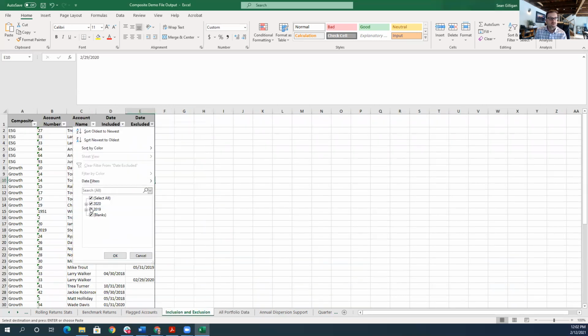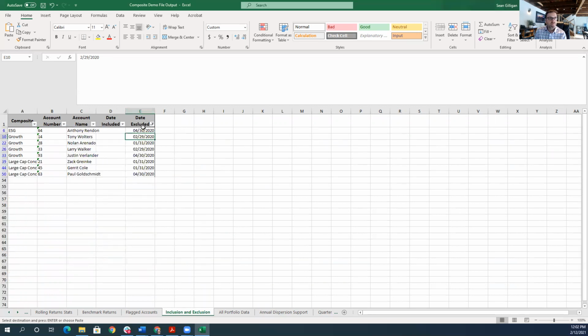If you have a relatively small number of accounts, you may want to just look at, say, every excluded account for the year and just see if you're able to eyeball this and say, yeah, that looks like all the accounts I expect to see leaving the composite because of restrictions added or because of terminations. You can do the same for included, just to do a sanity check and make sure that it's looking as you expect.